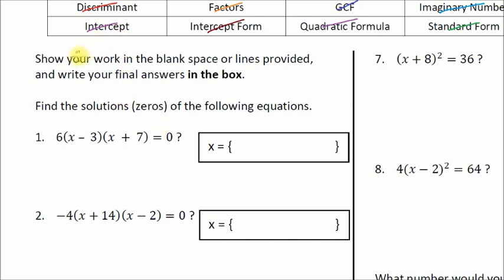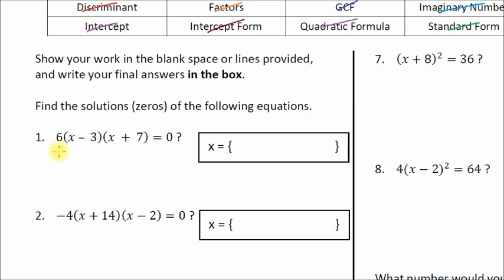This section says show your work in the blank space or lines provided and write your final answers in the box. Alright, so we've got an equation where we're supposed to find the solutions or zeros of the following equations. This is intercept form, so intercept form we're using the zero product property. That means we take every term that has an x in it and try to figure out what that x value has to be to make it equal to 0.